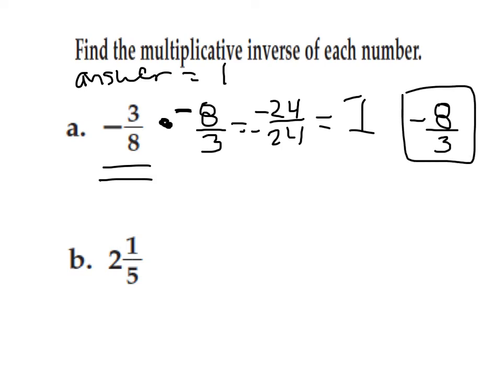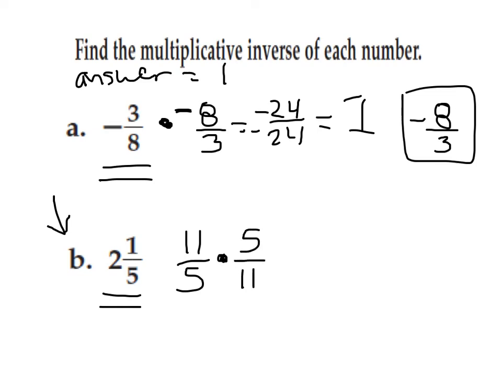Our next problem is letter B. We're still trying to find the multiplicative inverse. What's different is that we have a mixed number. We're going to change it to 11 over 5, which is the same as 2 1/5. It's just the improper fraction. Multiplicative inverse reminds us that we are multiplying. Multiplicative inverse, we take the reciprocal of the number we're looking at, so that's 5 over 11.